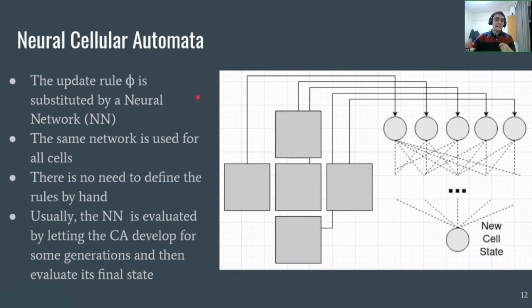It is basically the same thing as a normal CA, but instead of the update rule phi, we use a neural network like this image on the right. When it's time to update a cell, for example, like this one in the middle, the network receives the neighborhood as an input and outputs the new state of the cell. The biggest advantage of using a neurocellular automata is that we don't need to choose the rules for the cellular automata by hand, like the other examples I just showed. Meaning that you can try to recreate behaviors that you don't exactly know how to reproduce or how they work.